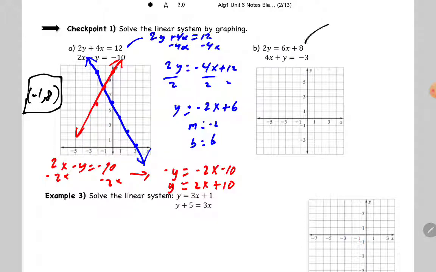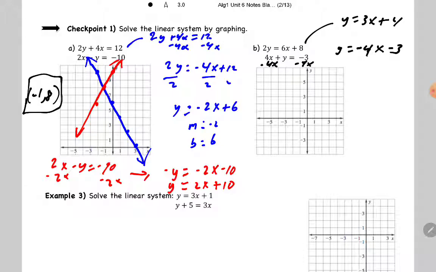So this first equation, I'm just going to divide everything by 2. So I'll get y equals 3x plus 4. The reason I divided everything by 2 is because I was trying to get y by itself, and there's a 2 being multiplied to it, so we do the opposite. Okay, the next equation, I'm going to subtract 4x from both sides. So y equals negative 4x minus 3.